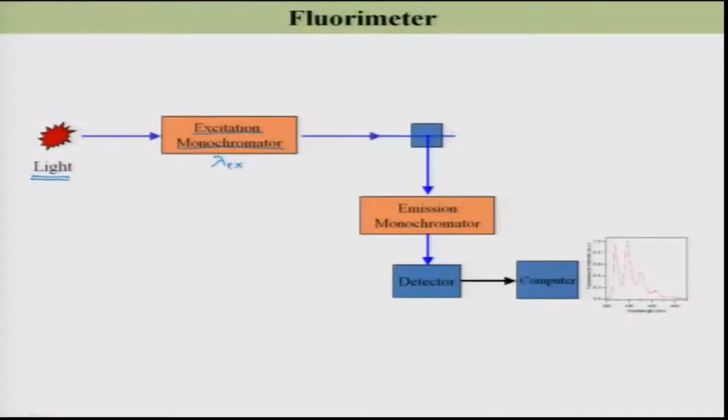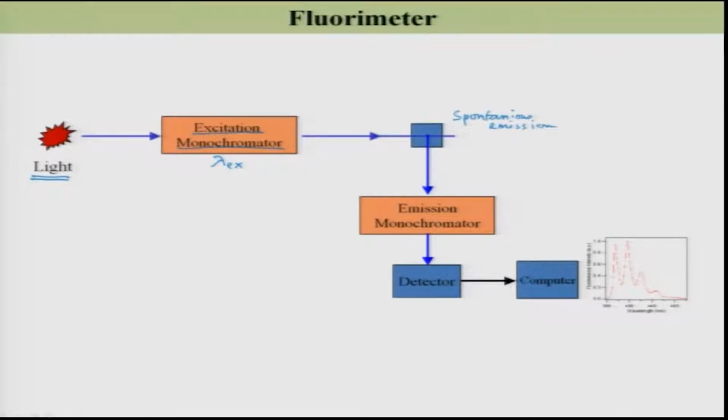So this is directed towards the sample, and I told you that fluorescence is a spontaneous emission, and the fluorescence is coming out in all directions. We choose to collect this at a right angle compared to the excitation to avoid the scattering of this excitation light.